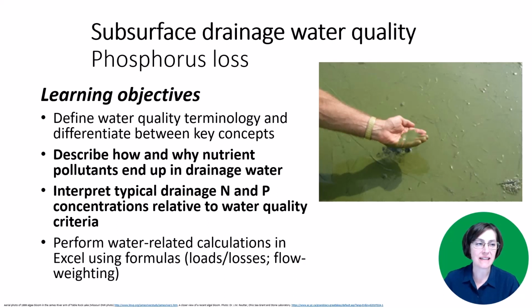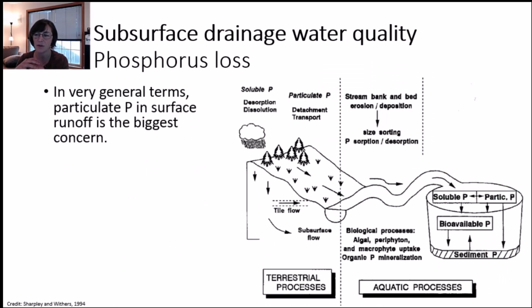Just like that last lesson, our learning objective here is to discuss nutrient loss and tile drainage, but now we're focused on phosphorus rather than nitrogen. The primary way phosphorus moves in the environment is via surface runoff and erosion of soil particles to which phosphorus is bound. That's particulate phosphorus.